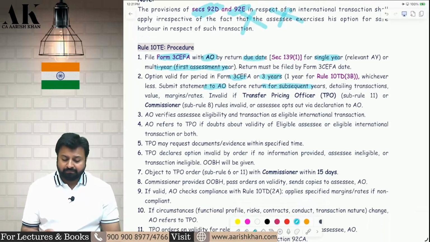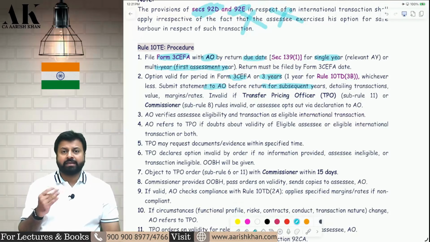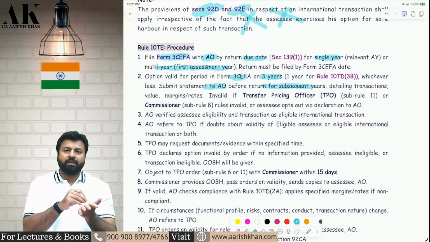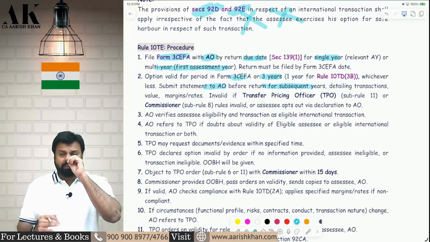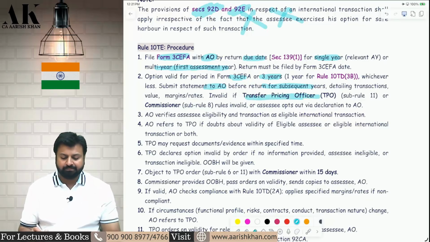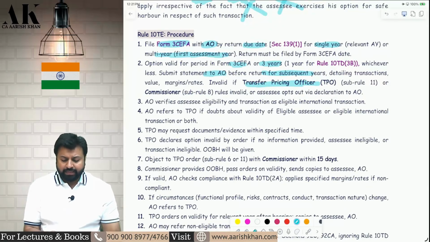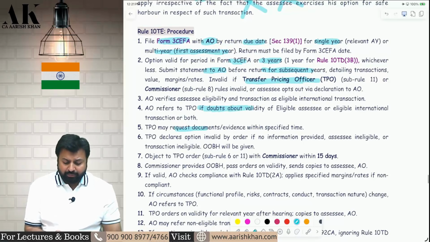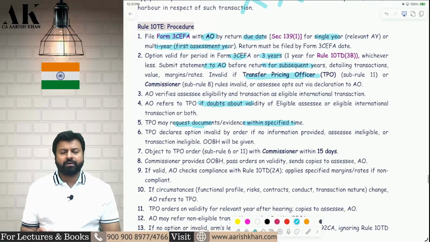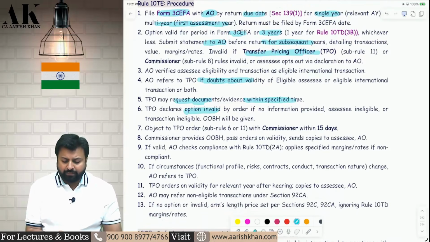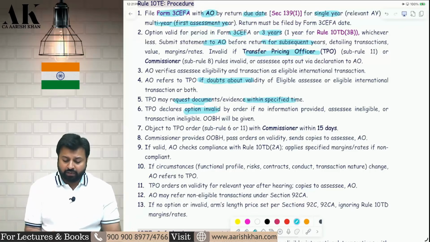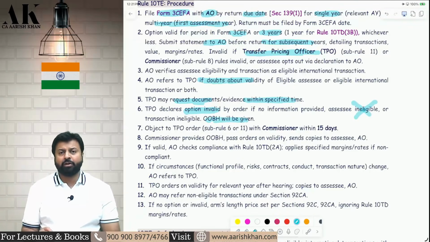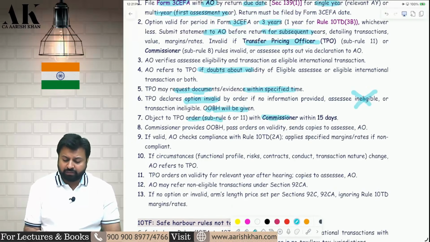After that, the assessing officer may accept the application or he may not accept your application. He will check whether you are doing an eligible transaction or not, you are showing proper margin or not. If he has any doubt, he can refer the matter to TPO. Okay. He can refer the matter to TPO and then the TPO may request you to furnish some documents. After that, the TPO may declare your application to be invalid. The TPO will say that you are not eligible for safe harbor. He will give you an opportunity of being heard. If you are not happy with TPO, then you should go and appeal to commissioner within 15 days.